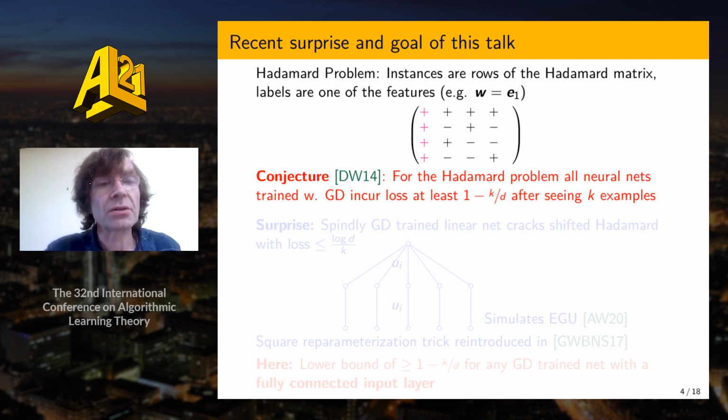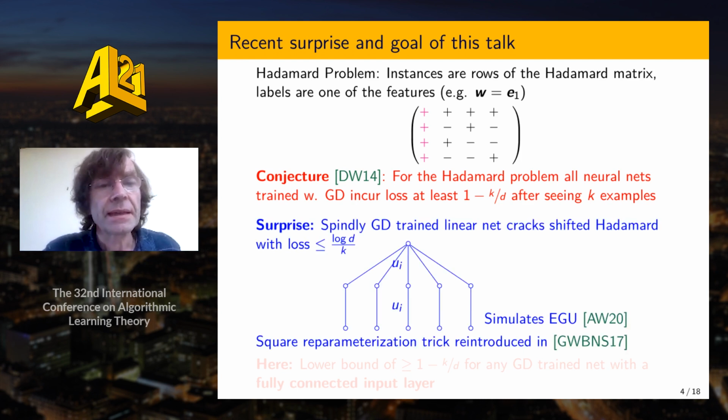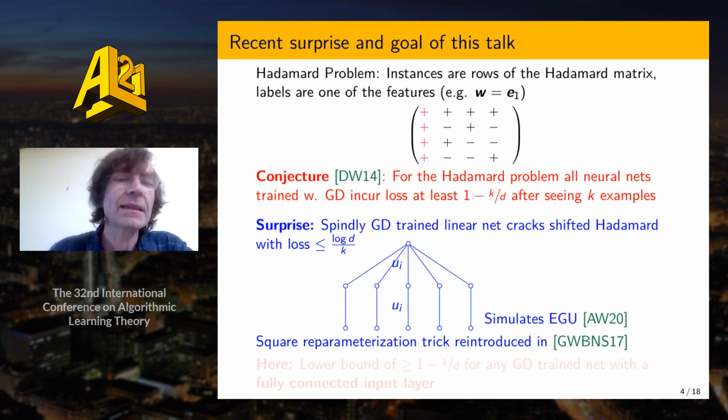Okay, that's not true. Here's a spindly network. If you train it with gradient descent, it cracks the Hadamard problem. It's the linear neuron, except the edges are doubled. Okay, and in the continuous case, this one simulates the unnormalized exponentiated gradient algorithm exactly. In the discretized case, in the finite step case, it does it approximately, but good enough. You can prove the same regret bounds.